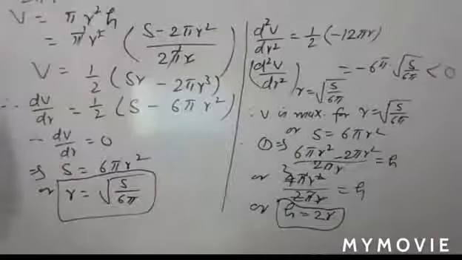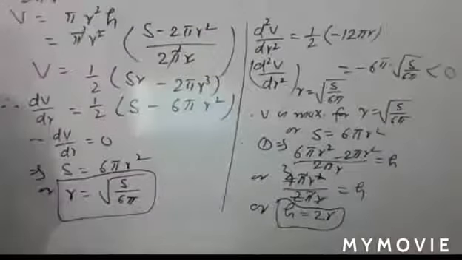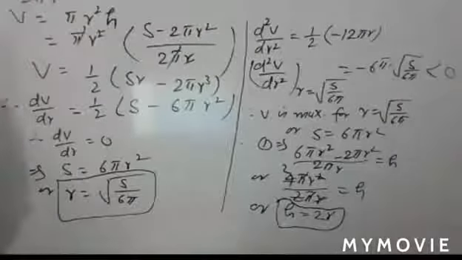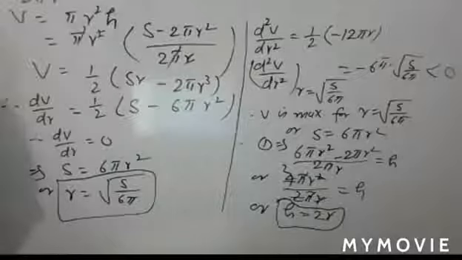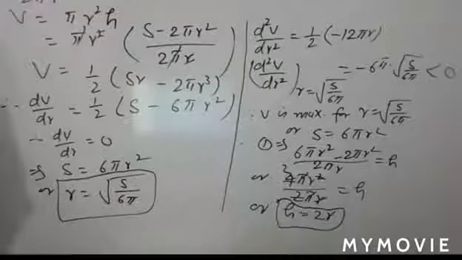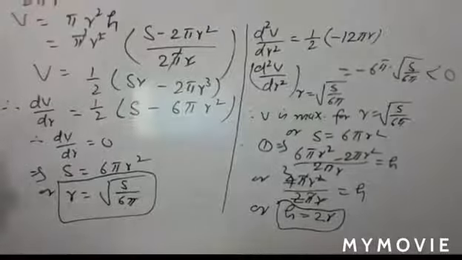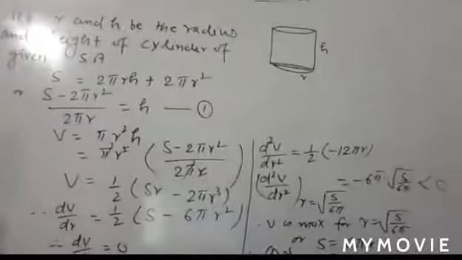Okay. So prove that the semi-vertical angle of a cone of maximum volume and given slant height is tan inverse root 2 or cos inverse 1 by root 3. So this is your question.